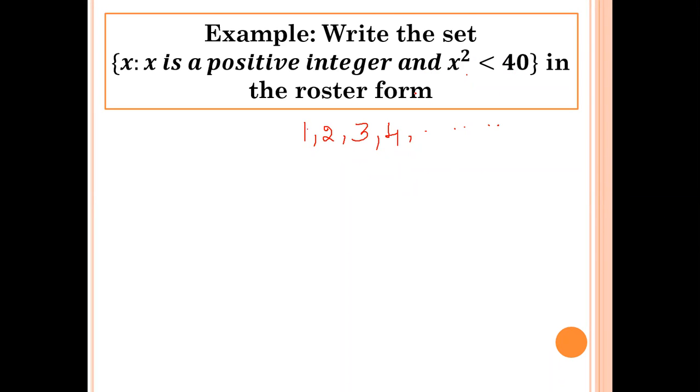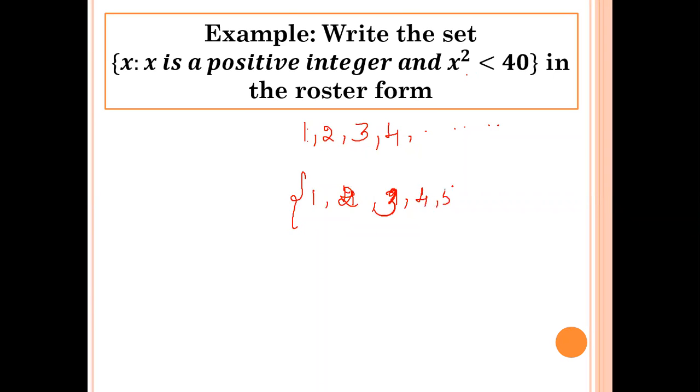Okay, so 1 square, what is 1 square? 1 square is 1, so 1 is less than 40, so you can include 1. Then you do 2 square. What is 2 square? 2 square is 4, it is less than 40, so you can include 2. 3 square, what is 3 square? 3 square is 9, 9 is less than 40, so you can include 3 as well. Then 4 square, what is 4 square? 4 square is 16, which is less than 40.